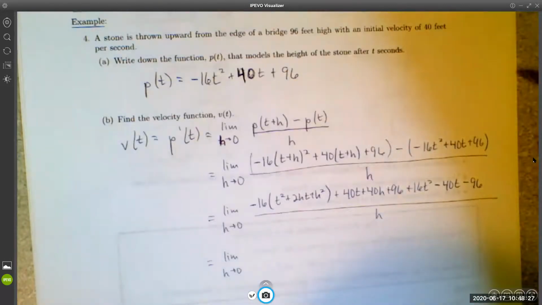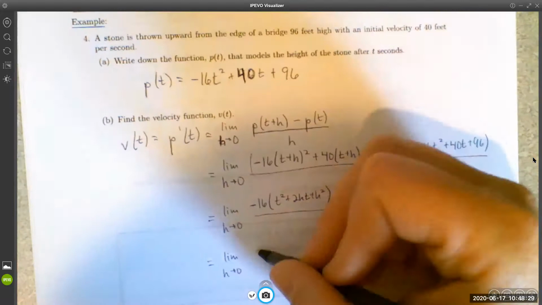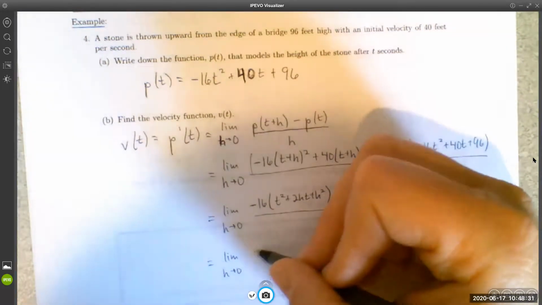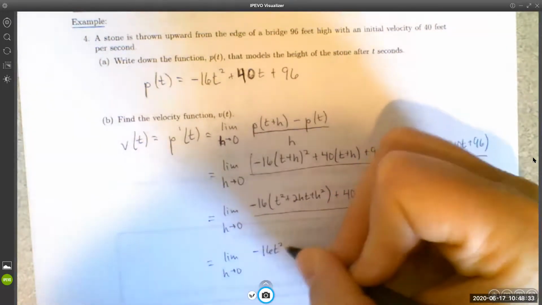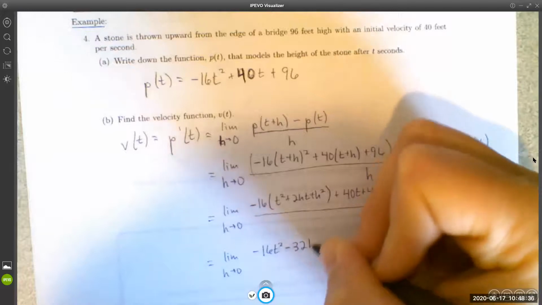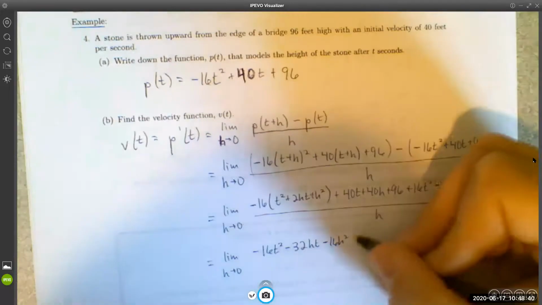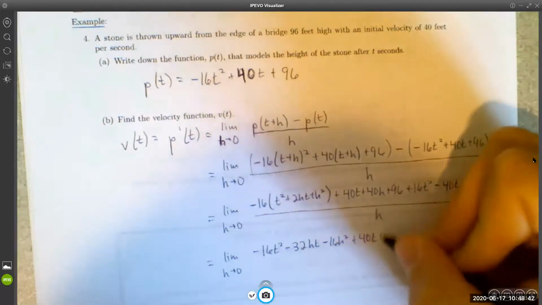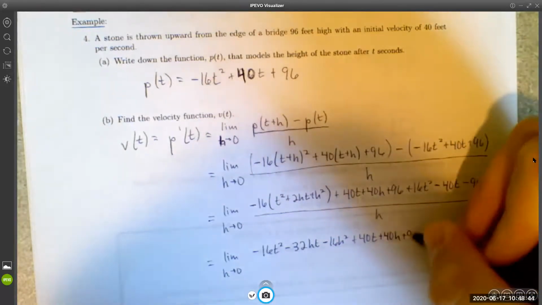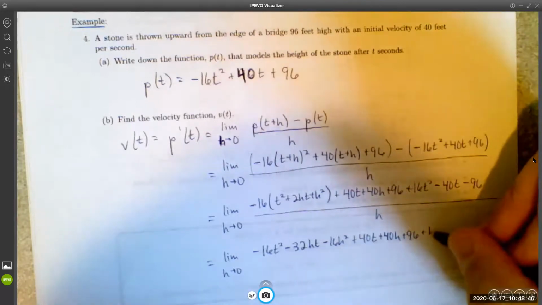Okay, let me go ahead and distribute the negative 16t, or negative 16 now. We have negative 16t squared minus 32ht minus 16h squared. And then everything else I think stays the same, but fortunately there's going to be a bunch of cancellations here, I think.